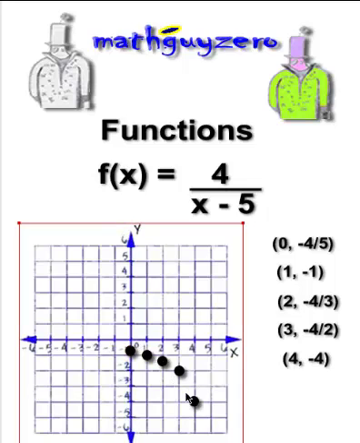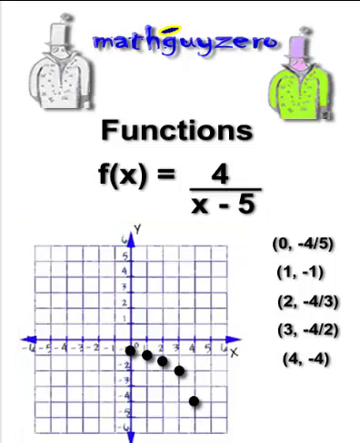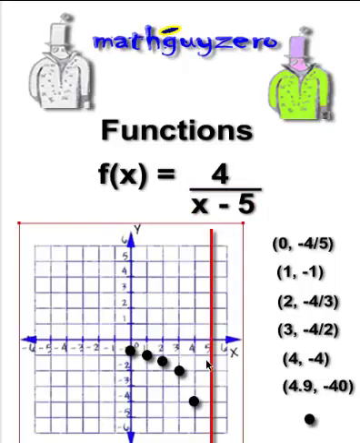You see what's happening is the closer we get to 5, the more negative value we get here. I always pick a number right next to whatever the limit is. So 4.9. 4.9 minus 5 is negative 0.1. 4 divided by negative 0.1 is negative 40. So this point is way down here, so far off the graph you can't see it. And it's lining right up to the x equals 5 line, but it will never touch that, okay?